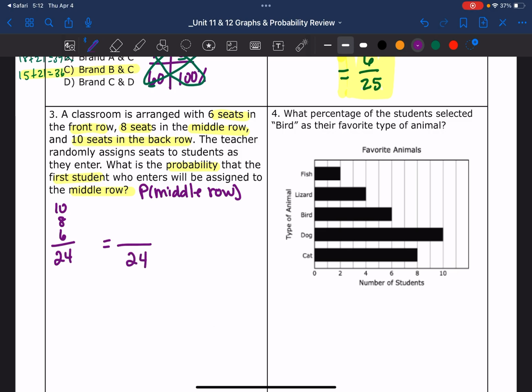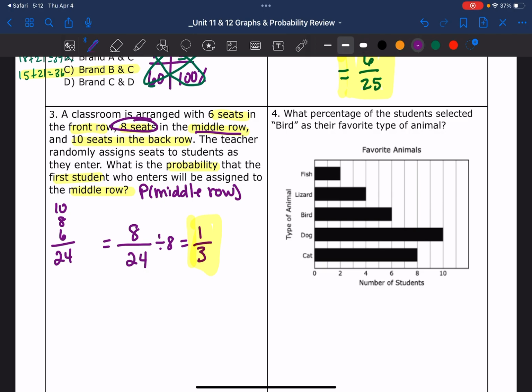The top will be the 8 seats that are in the middle row. And here, I know that I can divide 24 by 8. So I'm going to divide both by 8. That will give me 1/3. That is the final answer for number 3. Let's look at number 4.